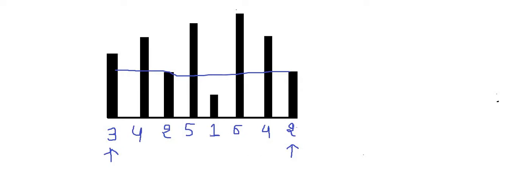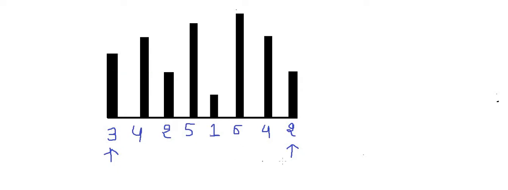So what will be the area? The area will be the minimum of 3 and 2, which is 2, times the distance between them, or the base, or the width. The width between them is the index of the rightmost pointer minus the index of the leftmost pointer. The rightmost index is 7 and the leftmost index is 0, so it will come out to be 7, and the height is 2. So 2 into 7 is 14.